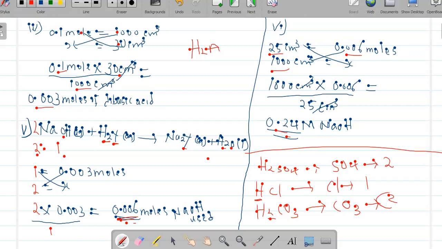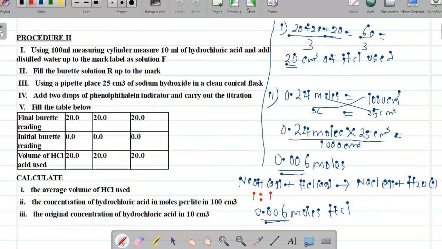We have procedure 2. Procedure 1 was involving a reaction between organic acid, which is dibasic acid, and the base. Procedure 2 is saying, using a 100 ml measuring cylinder, measure 10 centimeter cubic of hydrochloric acid, and add distilled water up to the mark, and label as solution R. Then fill the burette with solution R, the new solution that you have prepared.